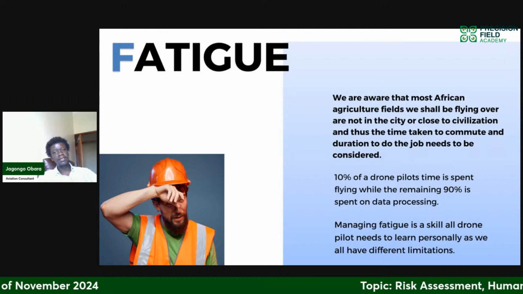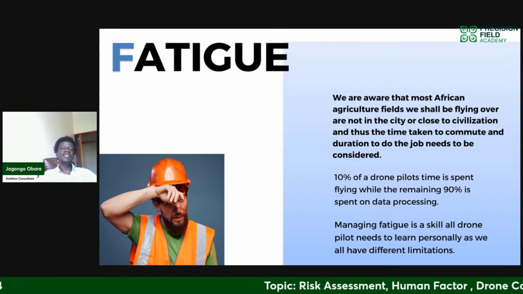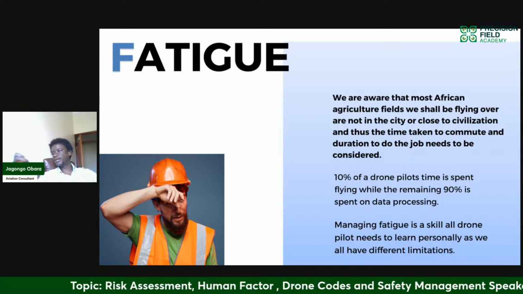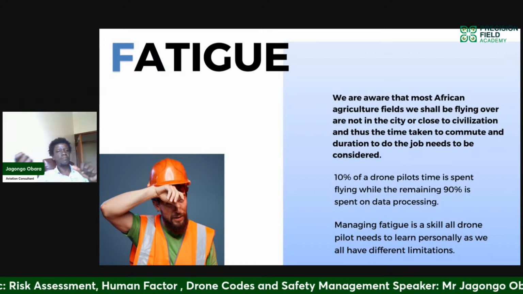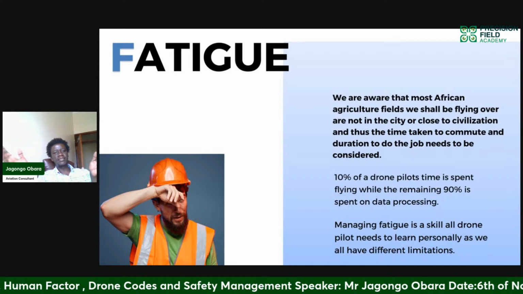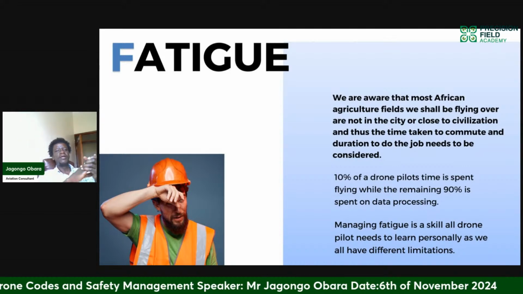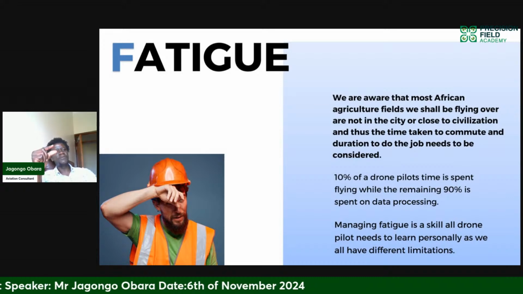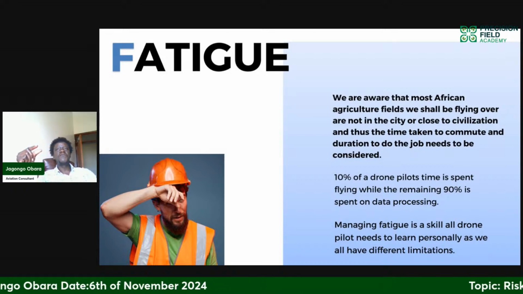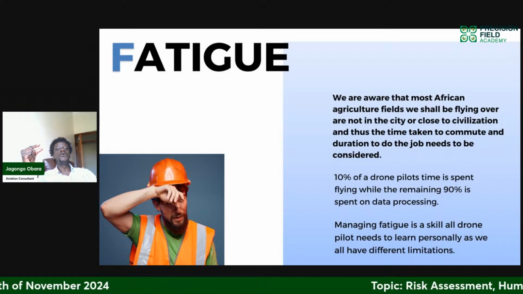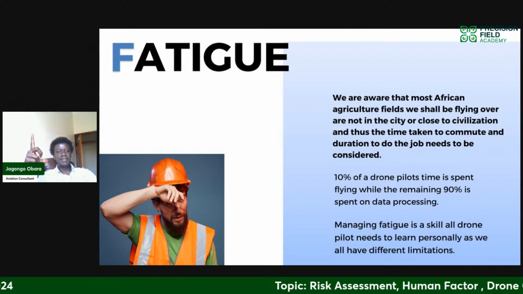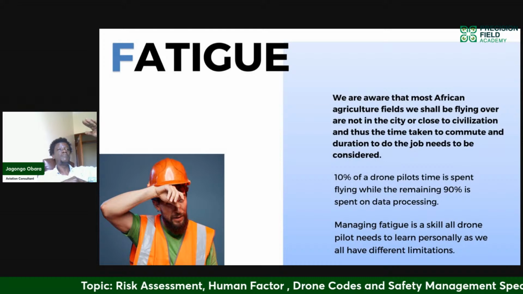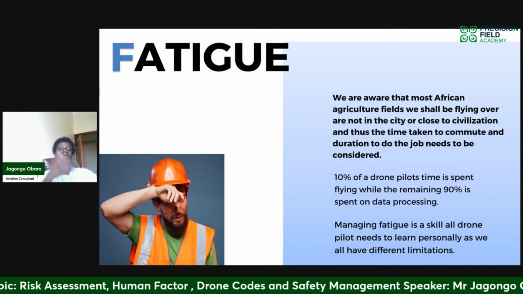So we need to be aware that 10% of a drone pilot's time is spent flying, and the other 90% is spent on data processing. So what this means is if you go to a farm and you're flying a drone and you're mapping the crops and you're doing all the nice things that the client wants you to do, that will usually form only 10% of your time as a pilot. 90% of the rest of your work as a pilot will be spent on processing this data.